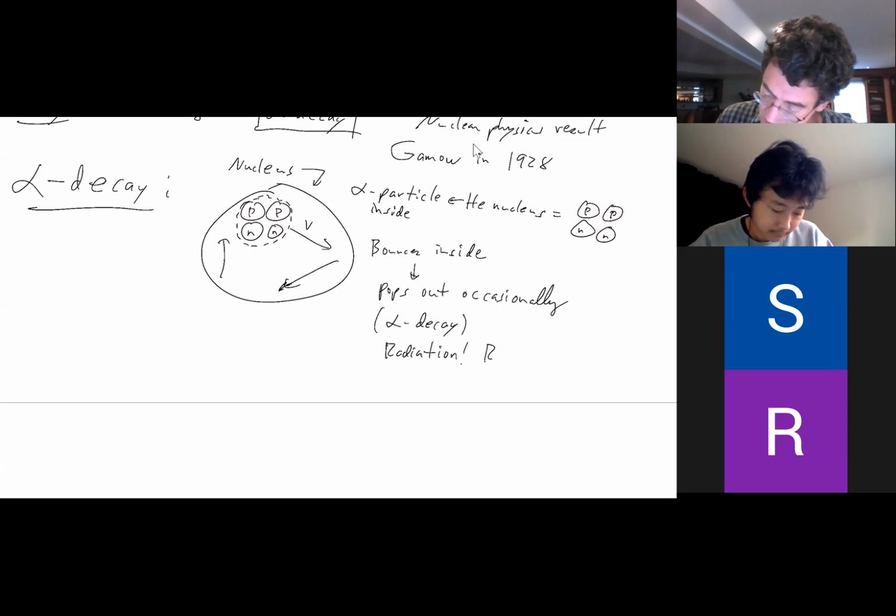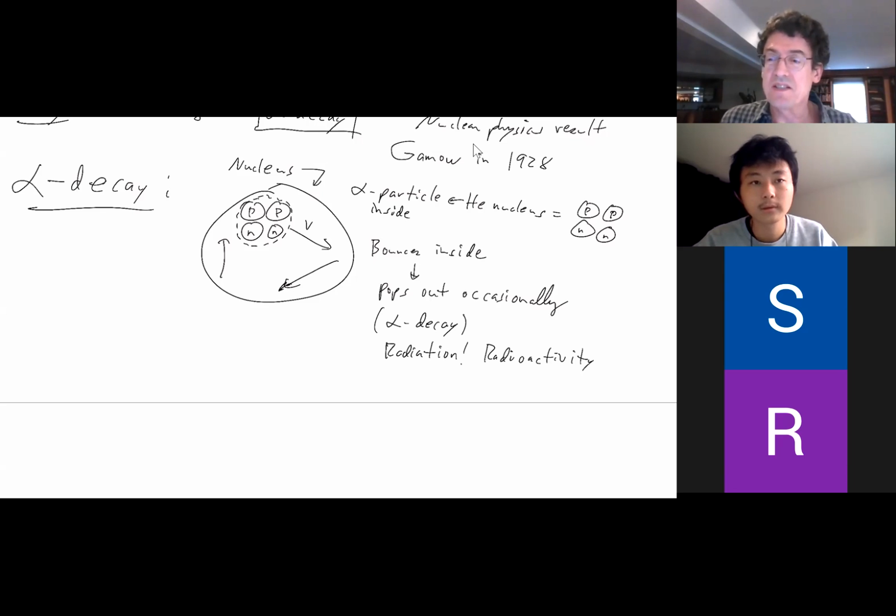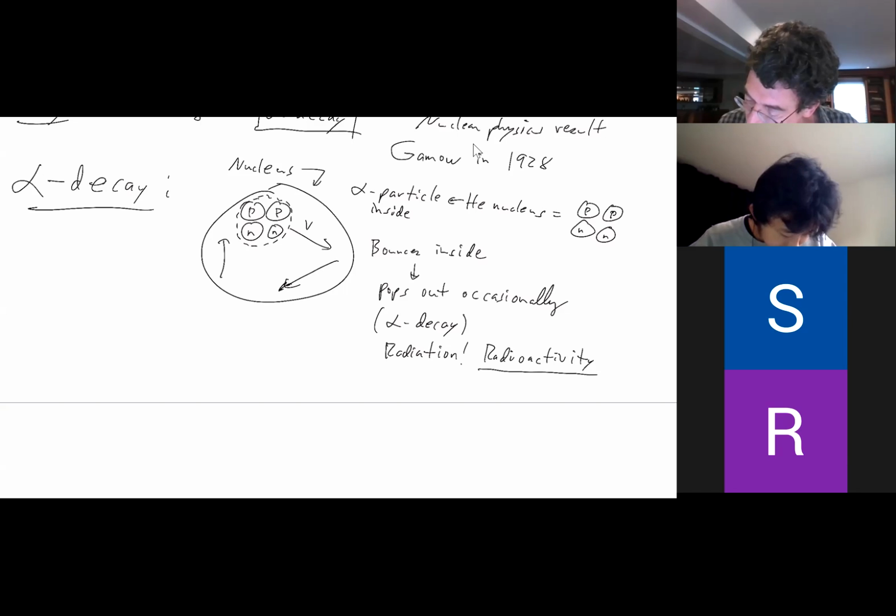This is the source of radioactivity. That's what radioactivity is. Stuff bouncing around and popping out. So that's radioactivity, or one form at least of radioactivity, an important form. So that's radioactivity.